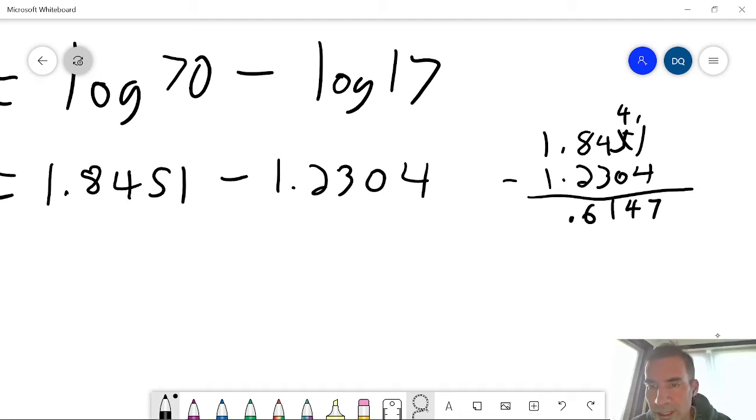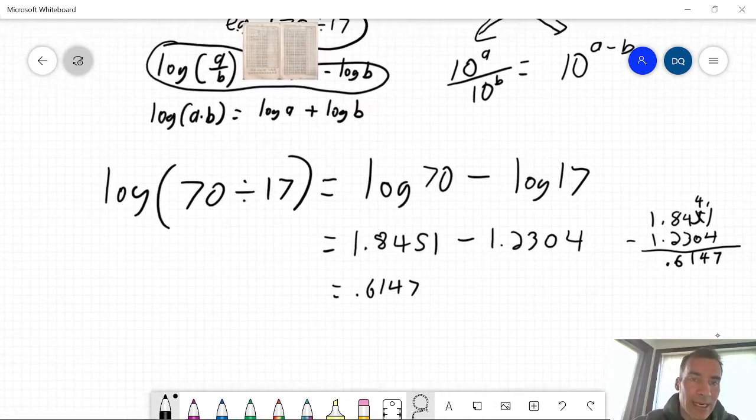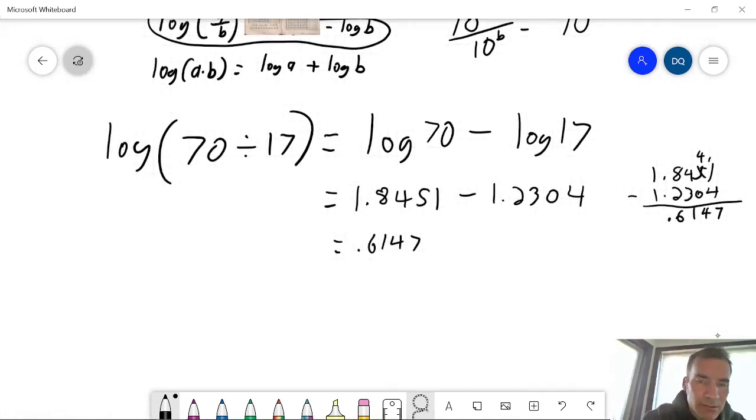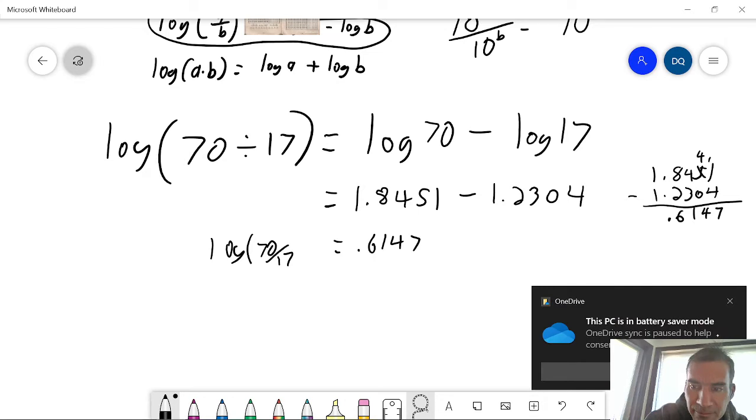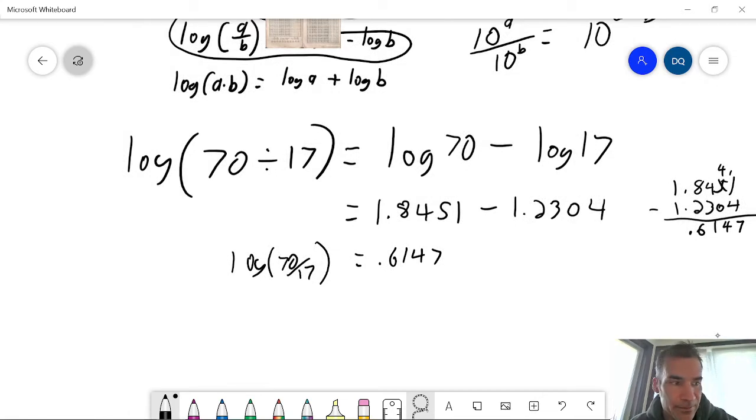So it's 0.6147. Okay, so does that tell me 70 divided by 17? No, it tells me that the log of 70 divided by 17 is equal to 0.6147.